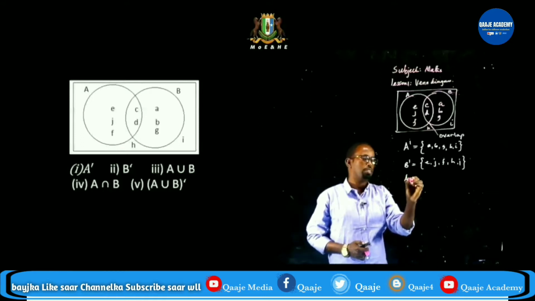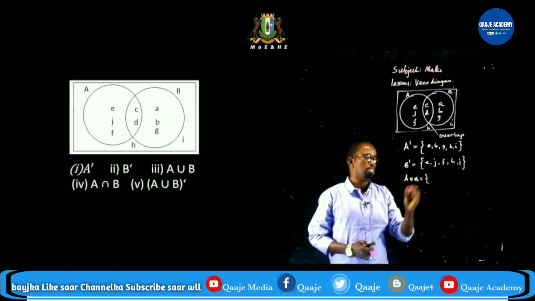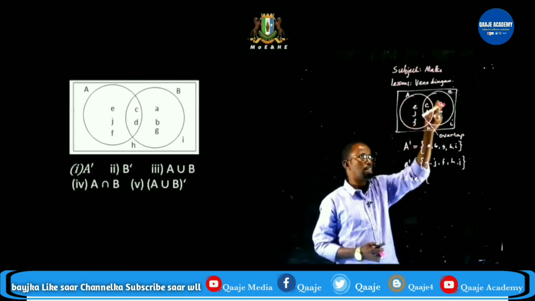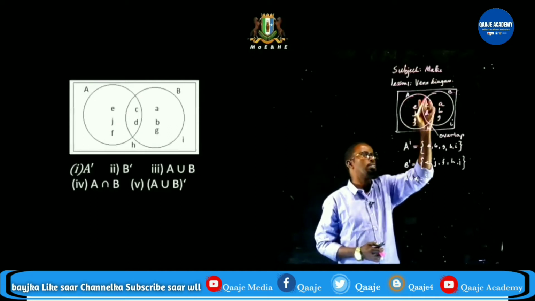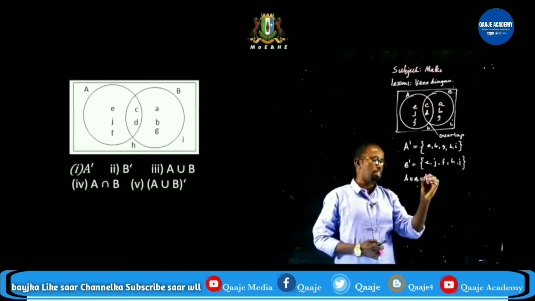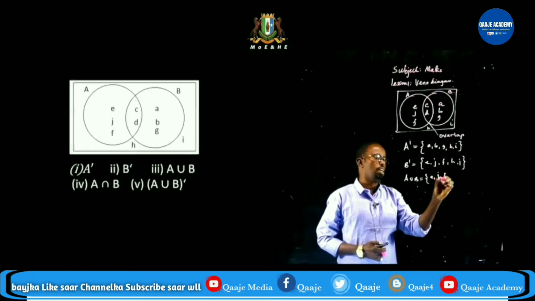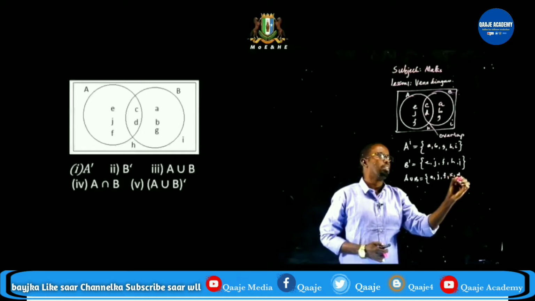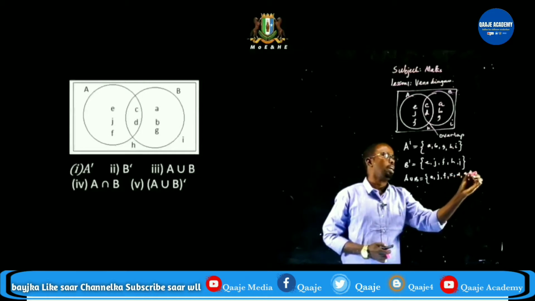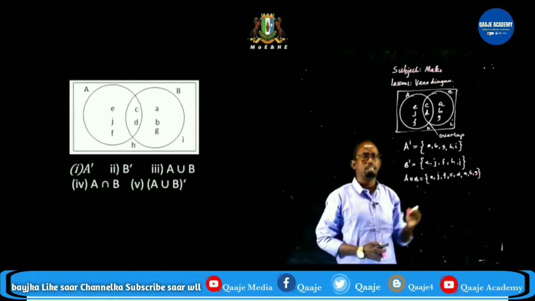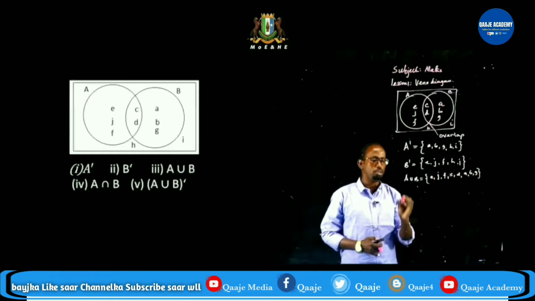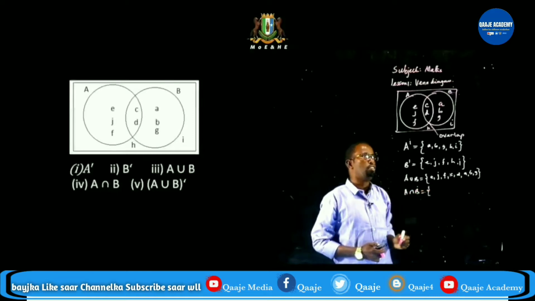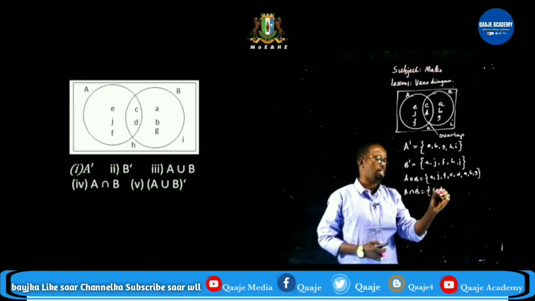A union B. Union means all the elements in both sets, that is A and B. So all the elements under these two circles are E, J, F, C, D, A, B, and G. So that is A union B. A intersection B is the elements in the overlap. In the overlap we have C and D.